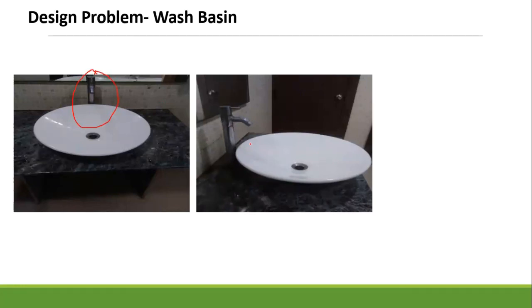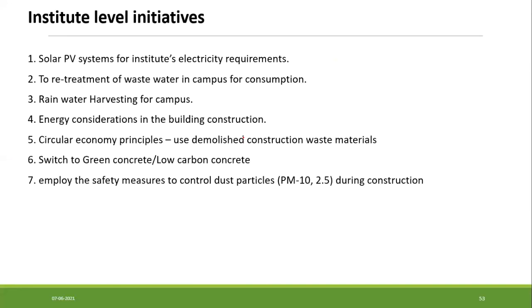The construction was such that this tap had to be turned completely, 100% on, to wash the hands. It was not possible to operate it at 30% or 40%, because there was very little gap. Water was just falling over here, and the hand was touching here. If we can avoid this kind of construction and design, that will be good for the environment as well. These are some small initiatives that any institute can take.